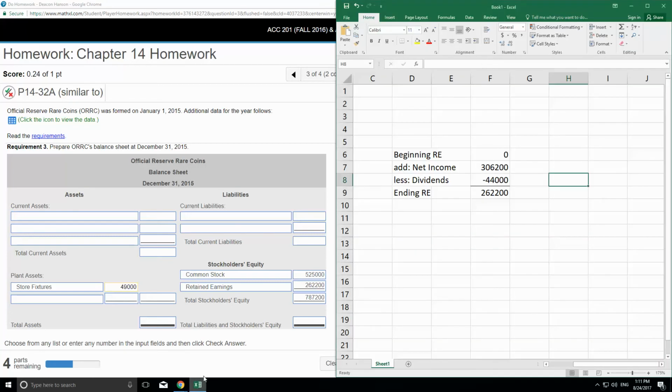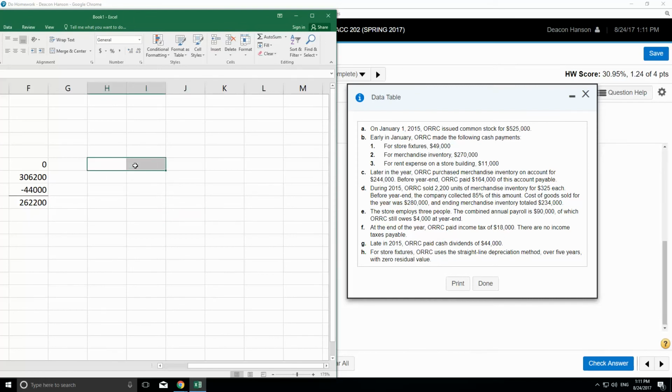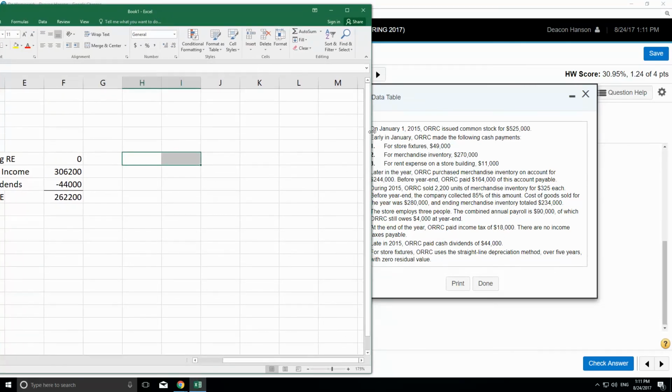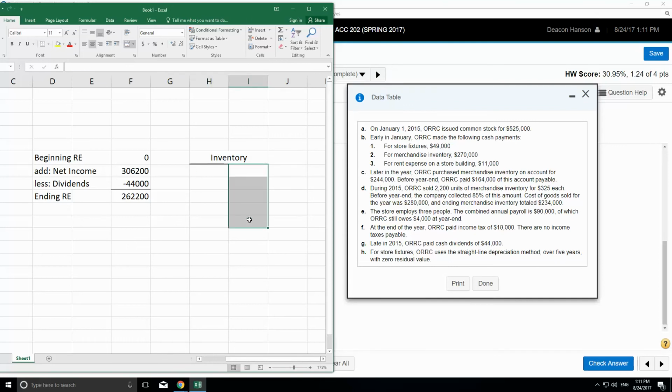So that one, I might make a T account. Might scribble a T account on my paper somewhere, and then I can figure it out, right? I can say inventory, or you can tally it somehow. They bought 270 on account, and then from item C they purchased another 244. Okay, and then it says in item D they sold 2,200 units, and this is what you want to look at. It says cost of goods sold was 280,000. So that's what's coming out of inventory.